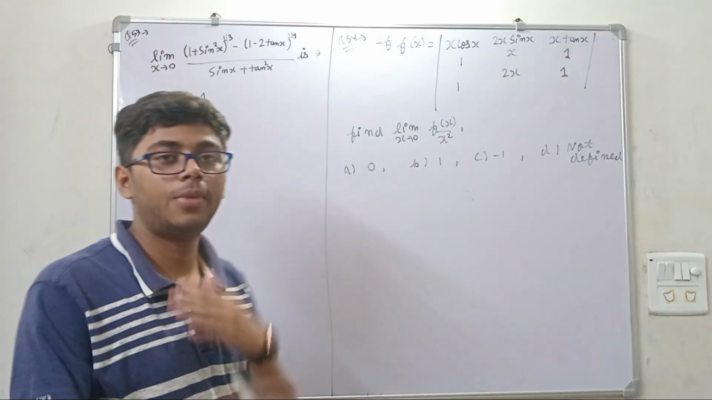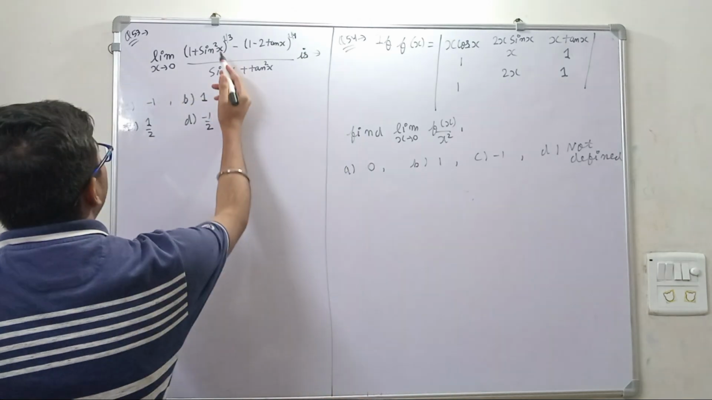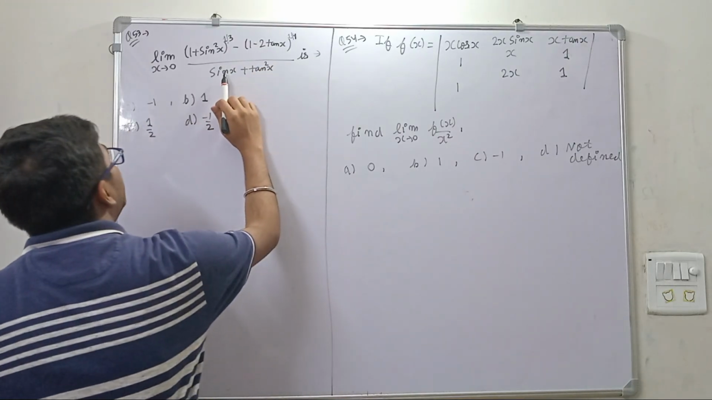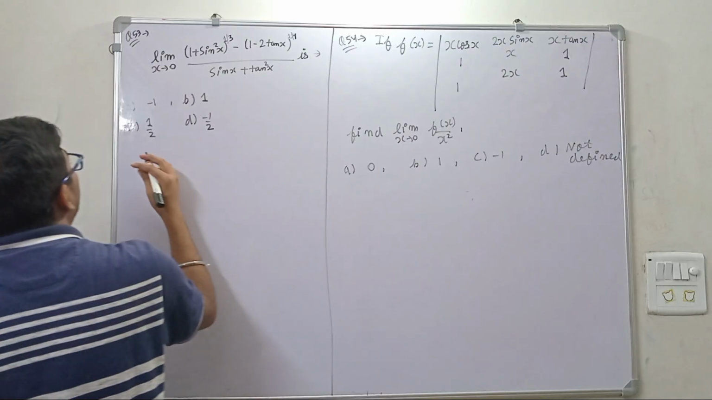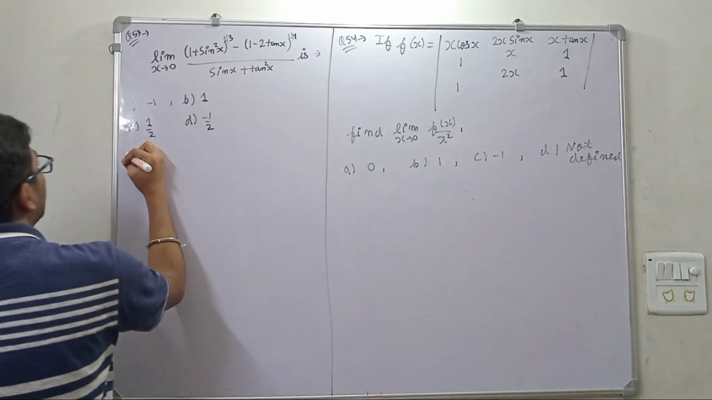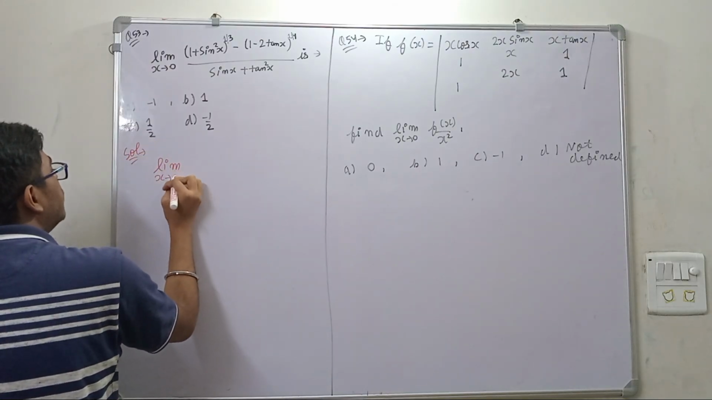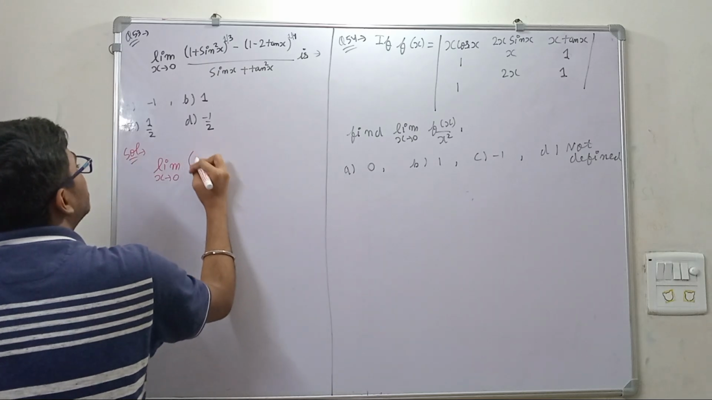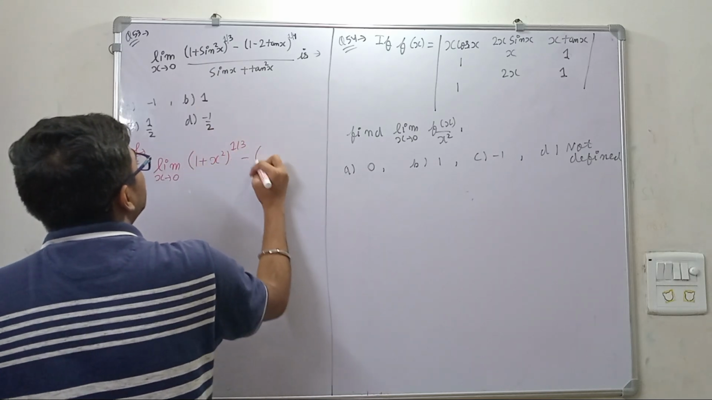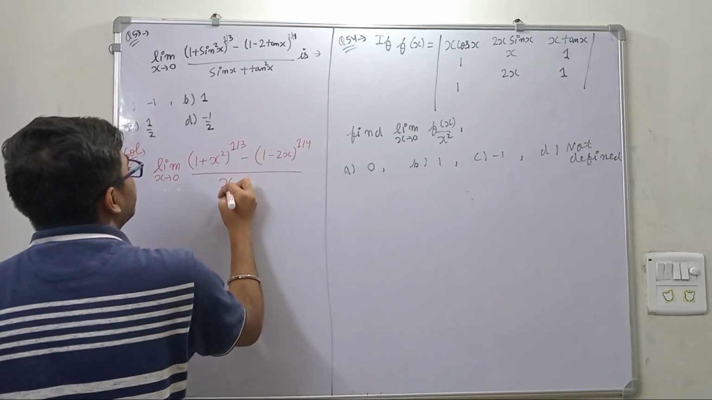First of all, you will apply the basic limit properties. X tends to 0, sin x by x is 1, tan x by x is 1. So multiplying and dividing by x square here, and by x here. Now see, limit x tends to 0. If you divide by x square, this will be (1 plus x square) to the power 1 by 3 minus 1 minus 2x to the power 1 by 4 upon x plus x square.